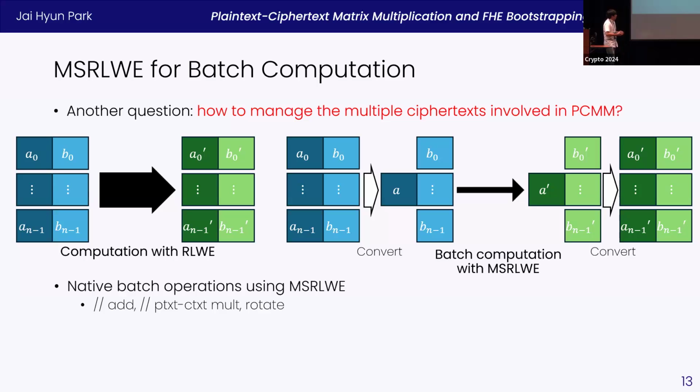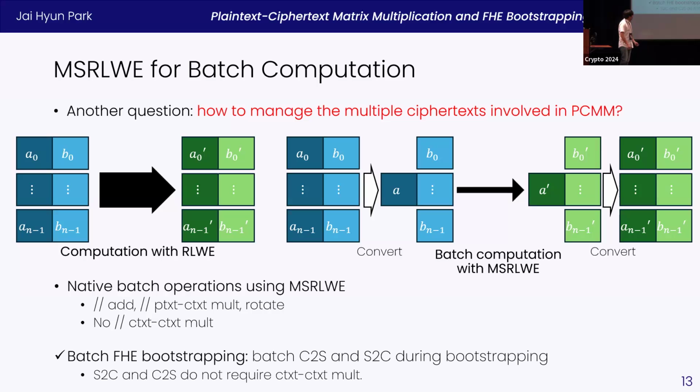With this kind of strategy, we can batch several homomorphic operations. We can batch component-wise addition, plaintext-ciphertext multiplication, and rotations. But currently, we don't have a good idea for ciphertext multiplication. It is already very interesting because we can make a batch FHE bootstrapping with this. During CKKS bootstrapping, there are C2S and S2C, which do not require ciphertext multiplication. So we can batch C2S and S2C by using this strategy.